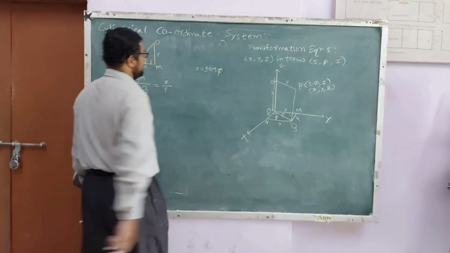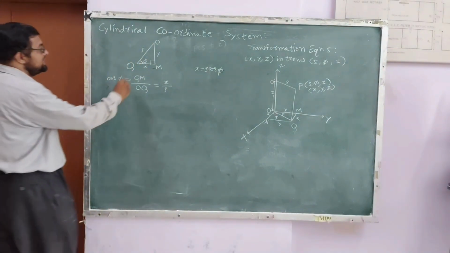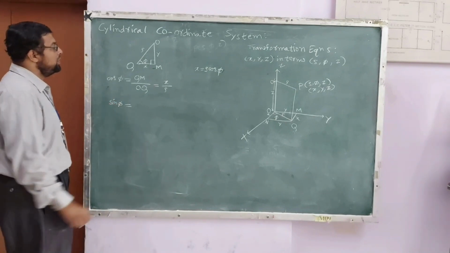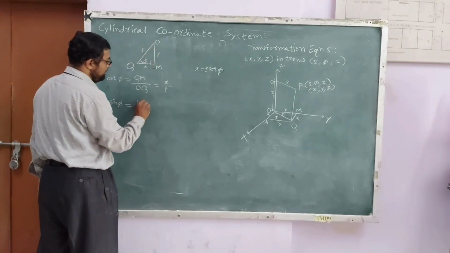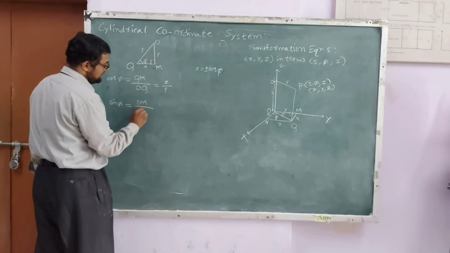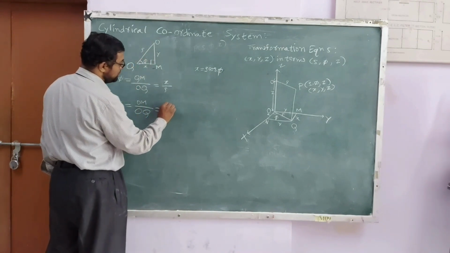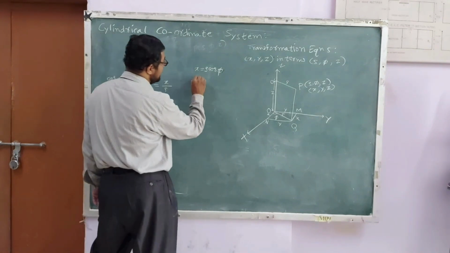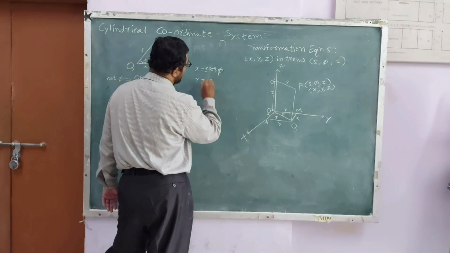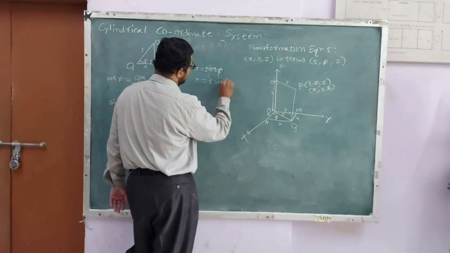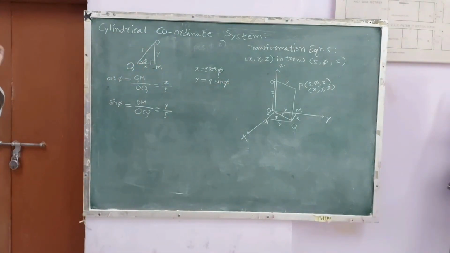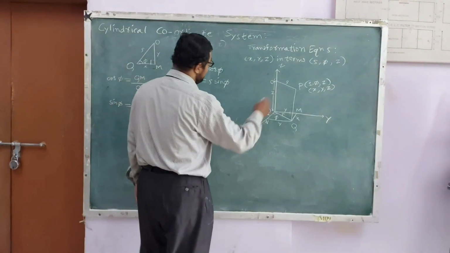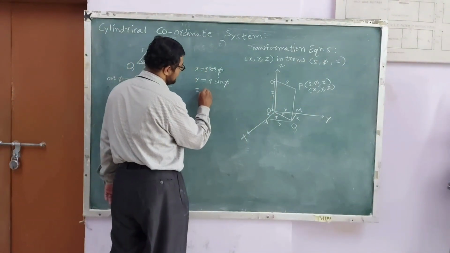So the first coordinate we get here is x equals rho cos phi. Then second, we consider sin of phi. Sin of phi is the opposite side, that is OM, divided by the hypotenuse, that is OQ, which is y divided by rho. So what we get here is y equals rho sin phi. So this is our second relation, and the third one is z equals z, because it is the same in both coordinate systems.